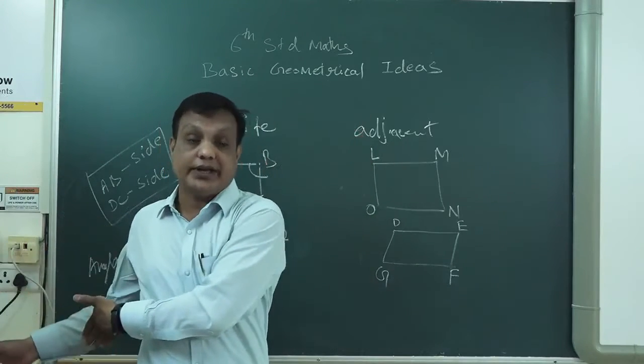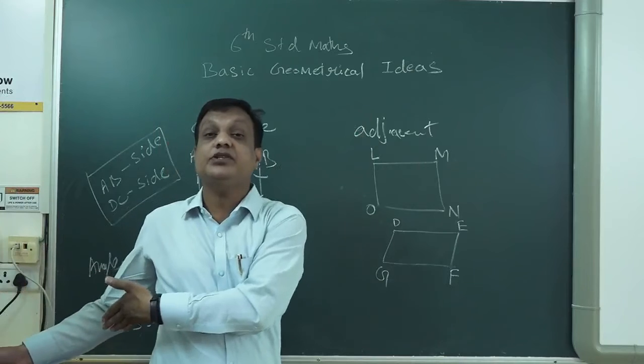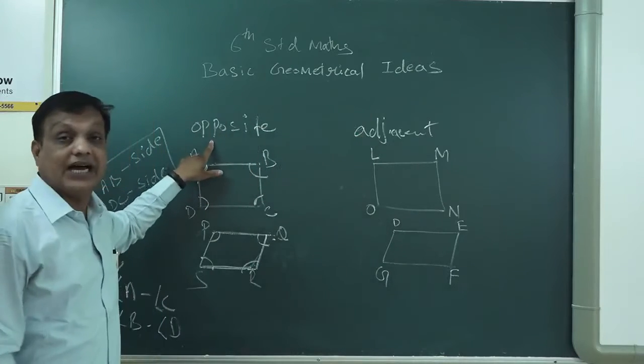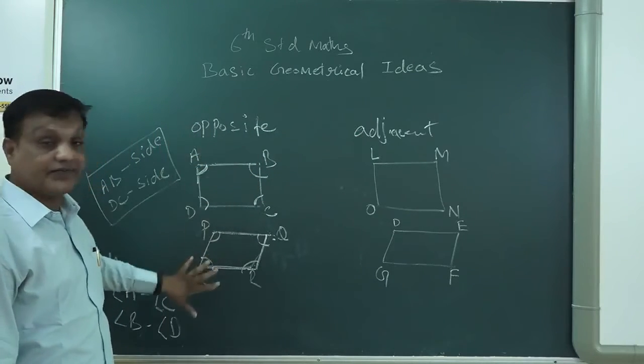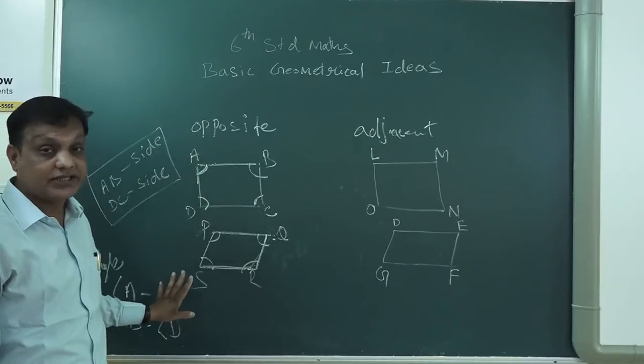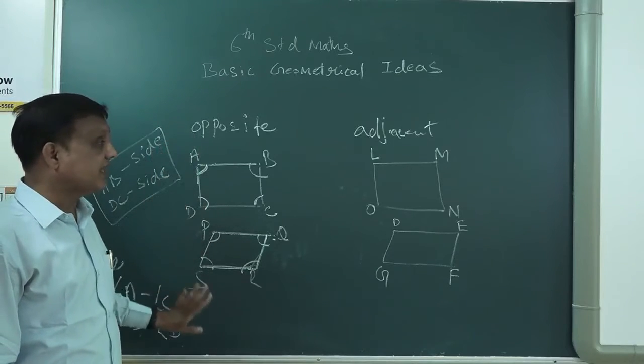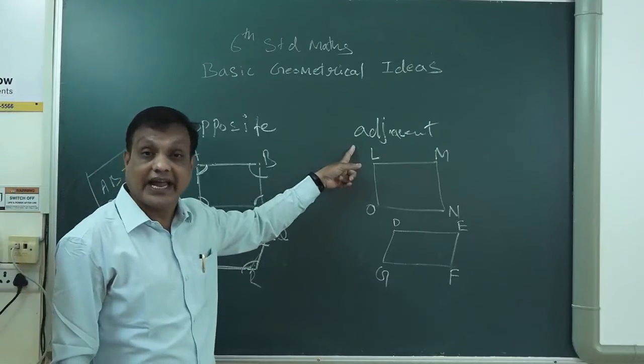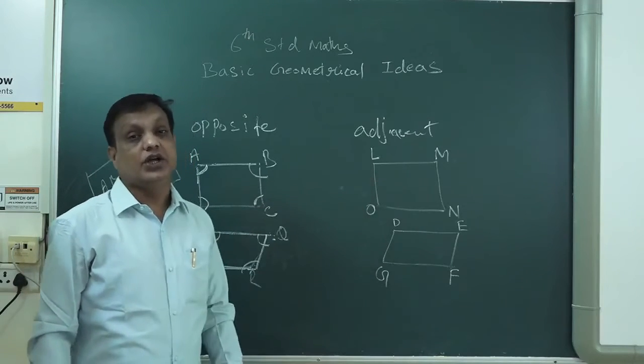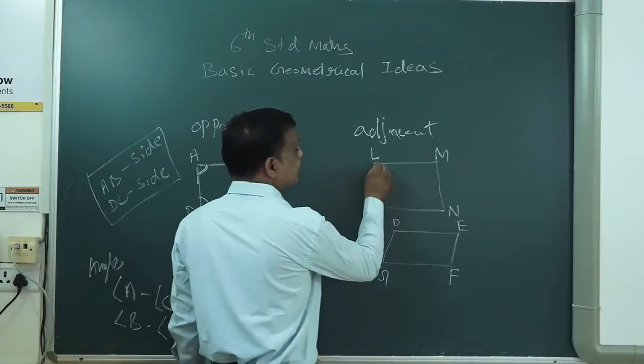Now what is adjacent? Adjacent means बाजू में. Beside. Adjacent means what? बाजू में. Opposite means सामने. So that's why I have taken opposite sides and opposite angles first. Now we will see the adjacent angles and adjacent sides. First we will see the adjacent sides.